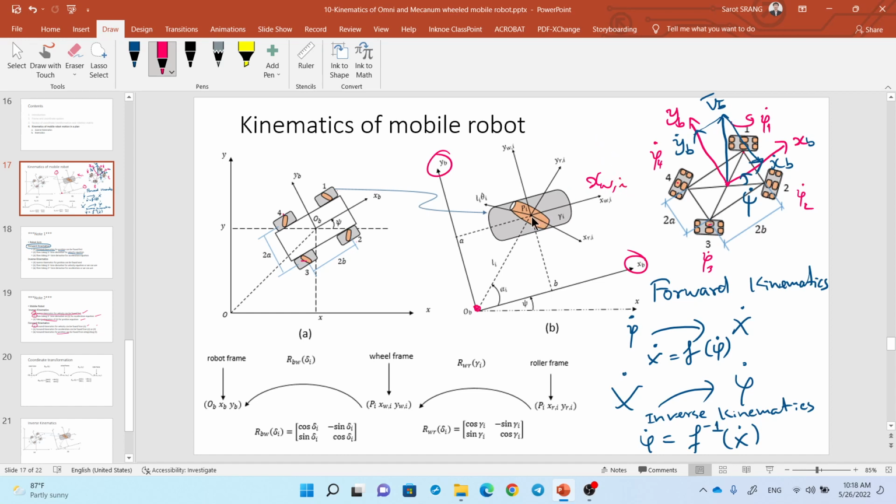Then you have roller on the wheel. If you push the force this way, roller can rotate freely, right? So roller is another component, another body. Then you attach another frame on the roller like this, and it is denoted by HR of the wheel i.